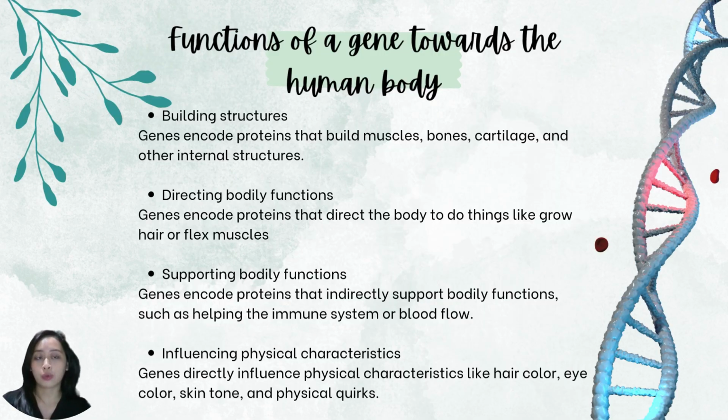A gene is very important to the human body, and it has a lot of functions. Some of them include building structures, where genes encode proteins that build muscles, bones, cartilage, and other internal structures. It can also direct bodily functions, where genes encode proteins that direct the body to do things like grow hair or flex muscles. It also supports bodily functions because genes encode proteins that indirectly support bodily functions, such as helping the immune system or blood flow. And lastly, it influences physical characteristics. For example, genes directly influence physical characteristics like hair color, eye color, and physical quirks.